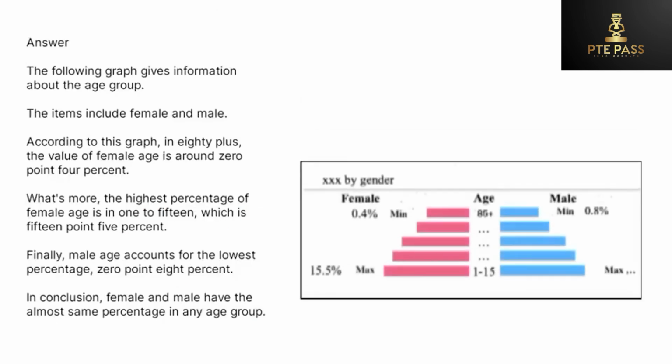The following graph gives information about the age group. The items include female and male. According to this graph, in 80+, the value of female age is around 0.4%. What's more, the highest percentage of female age is in 1 to 15, which is 15.5%.